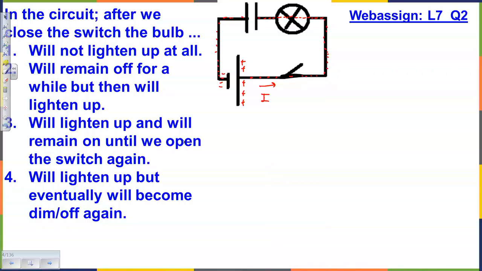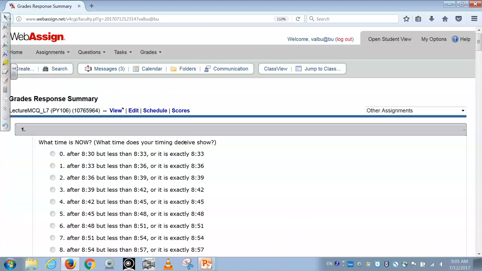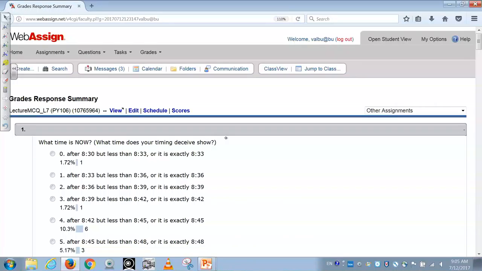Well, battery is acting like a pump, so it starts moving electrons. So electric current would be like this. If there is electric current, the bulb should lighten up. The question is, for how long? And let's see.